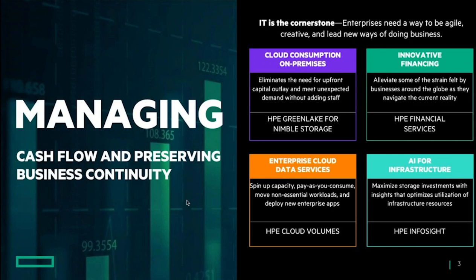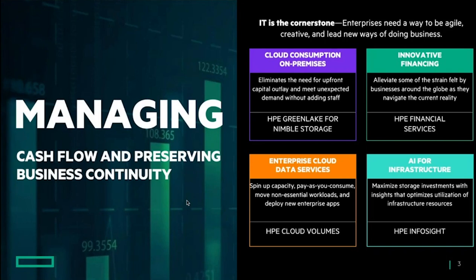The second area is HPE Financial Services, which can help alleviate some of the strain that's felt by businesses around the globe as they navigate the current reality impacting them. Innovative financing structures to reduce cash outlays during uncertainty include 90-day payment deferral, reduced payments in 2020, and payment that's aligned with deployment.